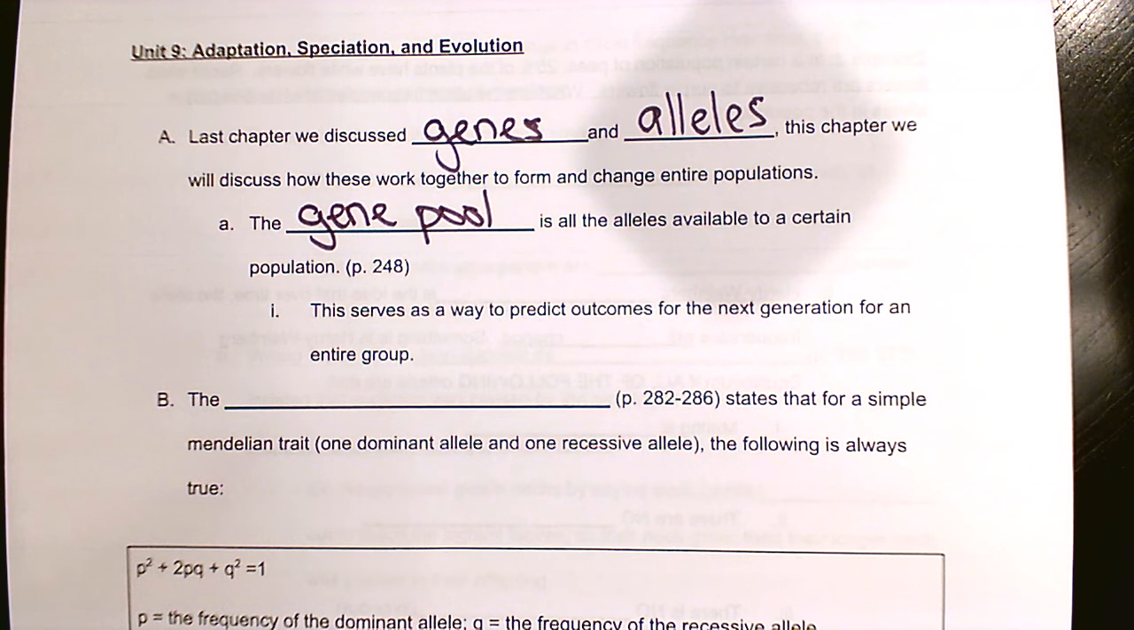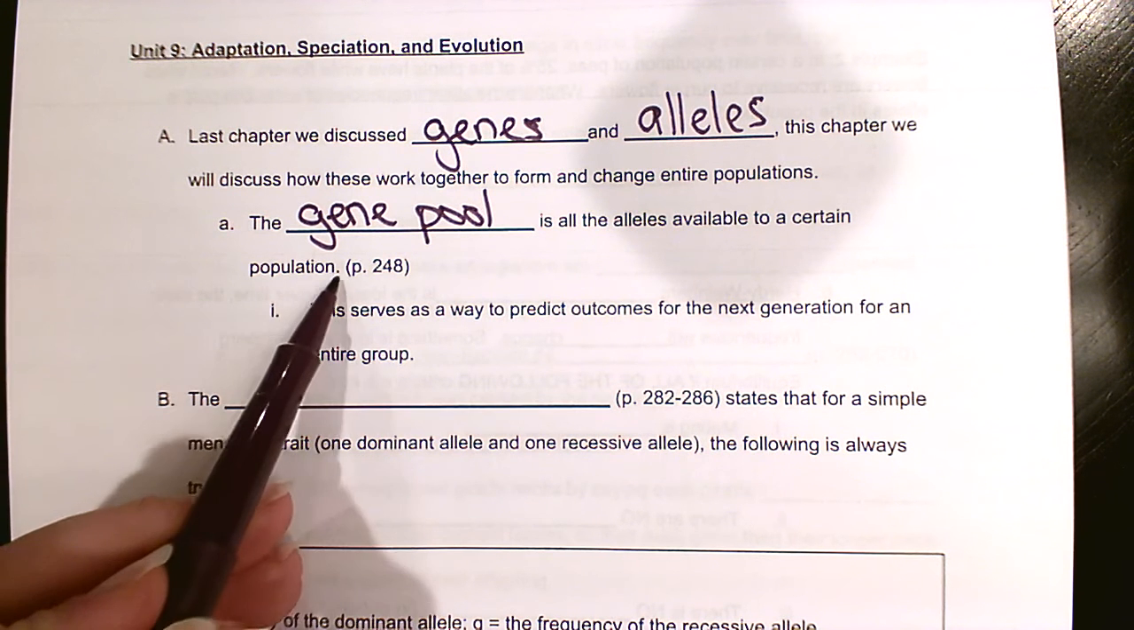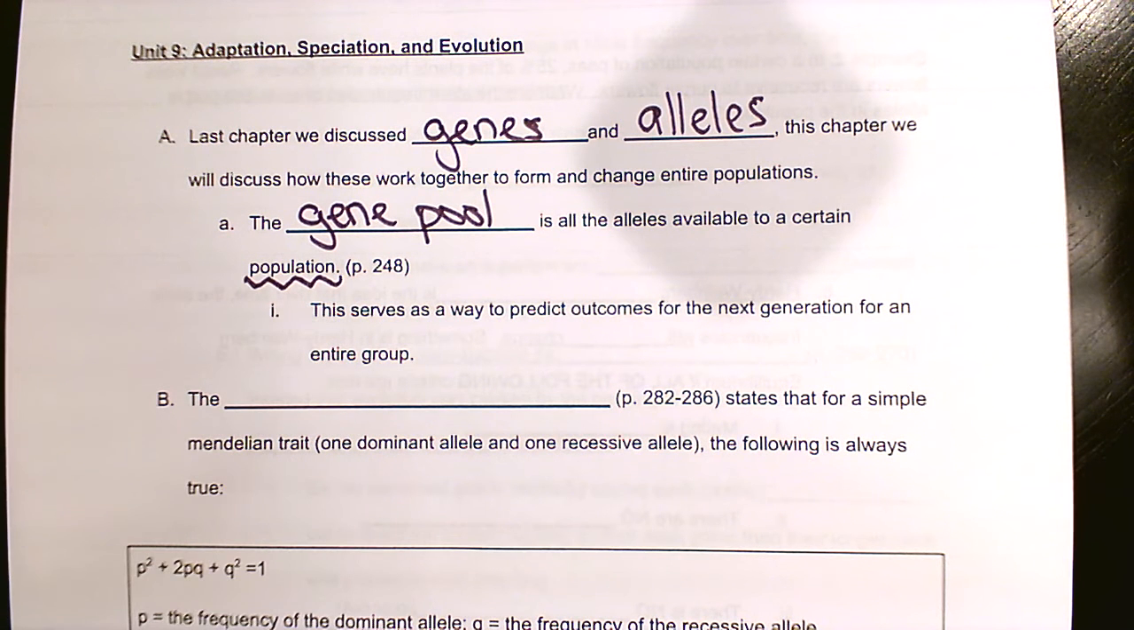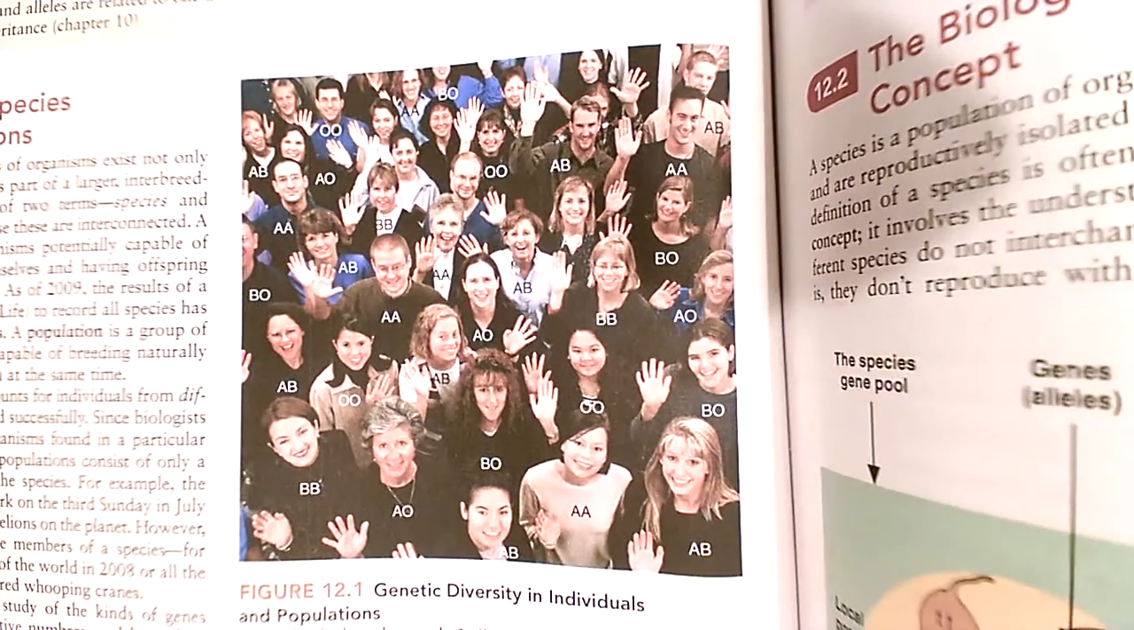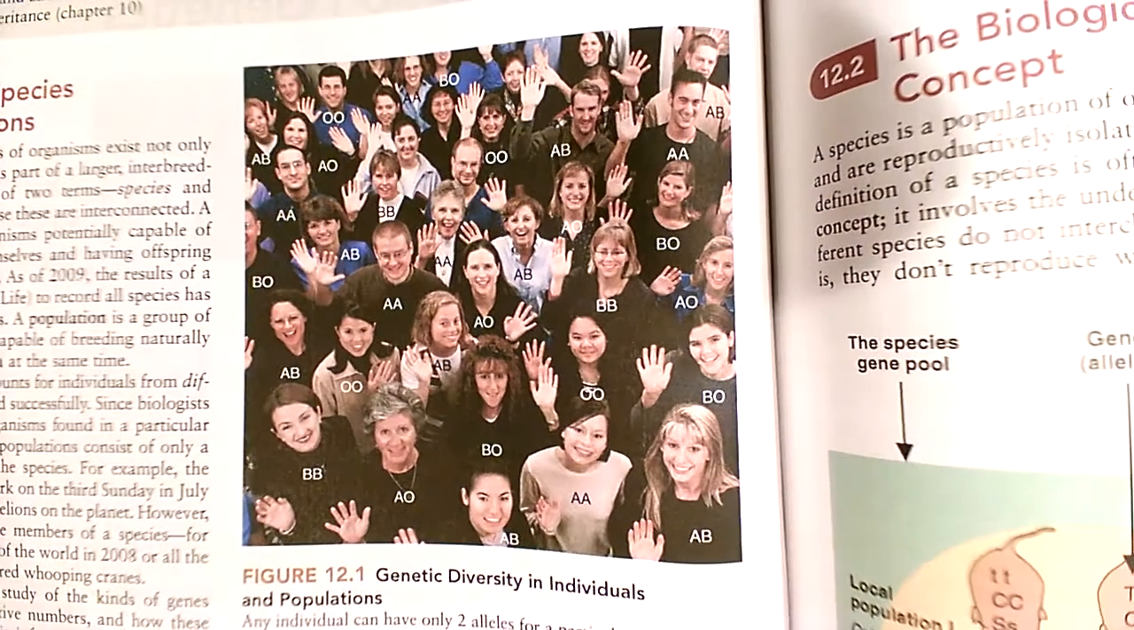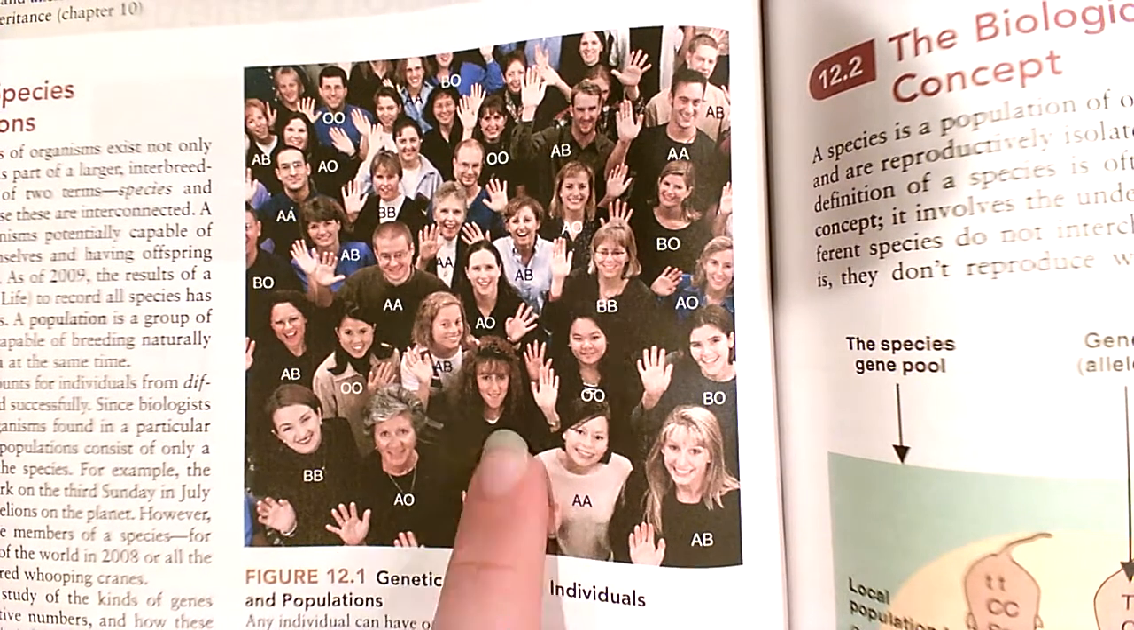So this is essentially not looking at any individual crosses, like so-and-so mated with so-and-so, this plant crossed with this plant, but rather we're looking at an entire population. I really like this picture on page 248, where it shows a population of people. It doesn't show quite the correct blood type alleles, but you see all the different alleles that every person has.